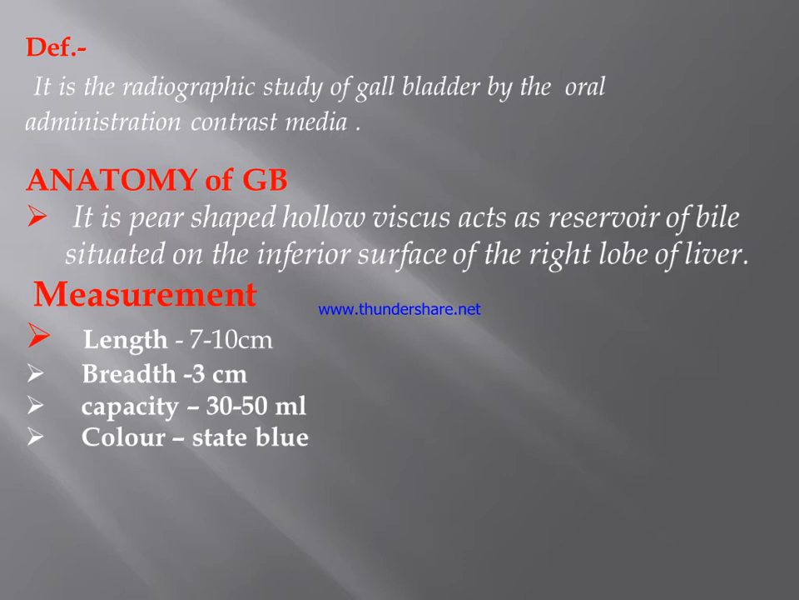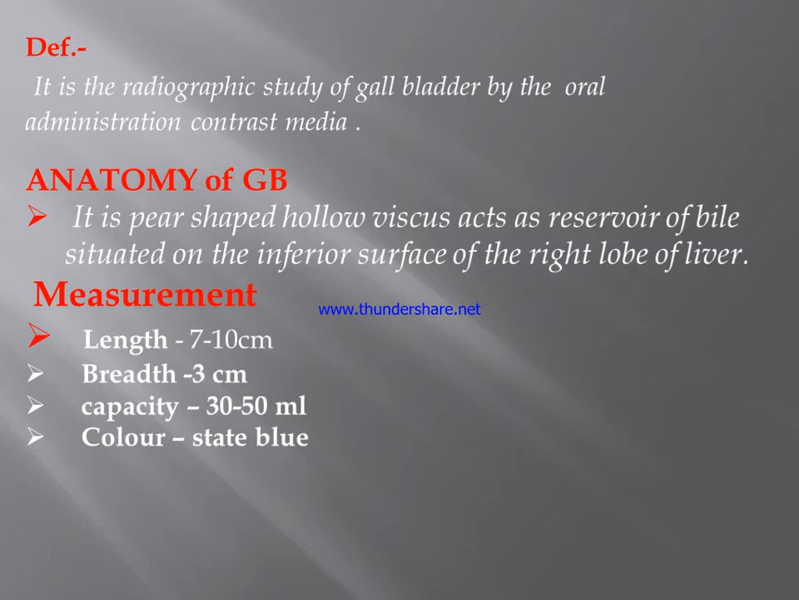Firstly, we see the anatomy of gallbladder. The gallbladder, GB, is a pear-shaped, hollow, viscous organ which acts as a reservoir of bile, which is situated on the inferior surface of right lobe of liver.